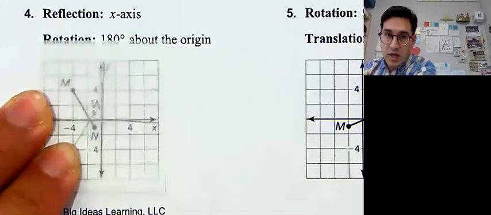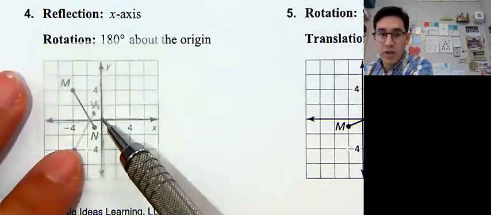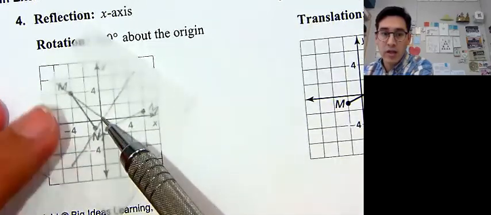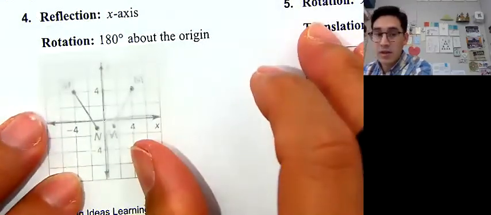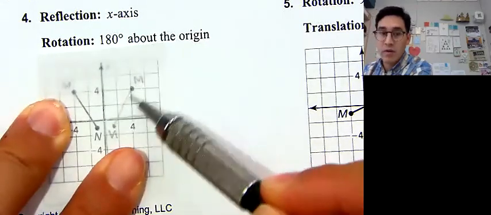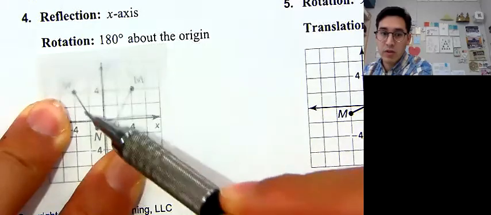Now I'm going to rotate 180 degrees. Holding the origin in place, that's 90 degrees, and then that is 180 degrees. So now my segment is going to be over here. This would be M prime, and this would be N prime. This is the original segment there.